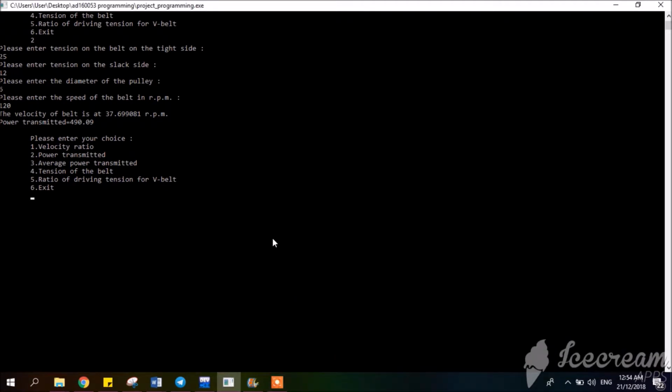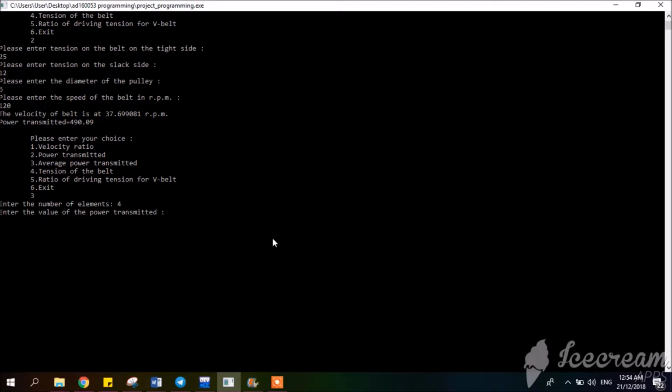So the third function is average power transmitted. Basically, average power transmitted just helps the user to calculate the summation of any values, and we get the average from the values. So we try. The user enters number 3. Enter the number of elements. I try entering 4 as the number of elements.